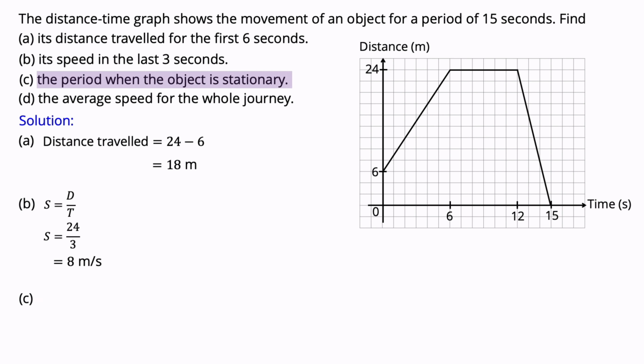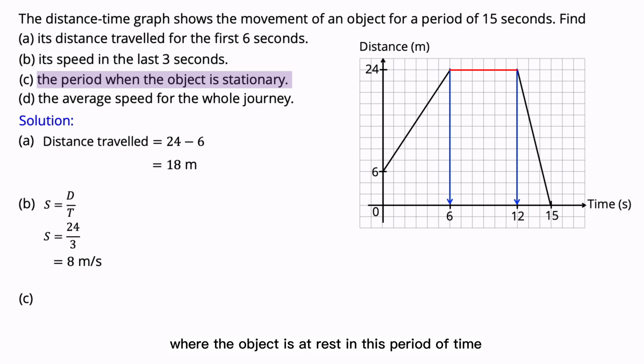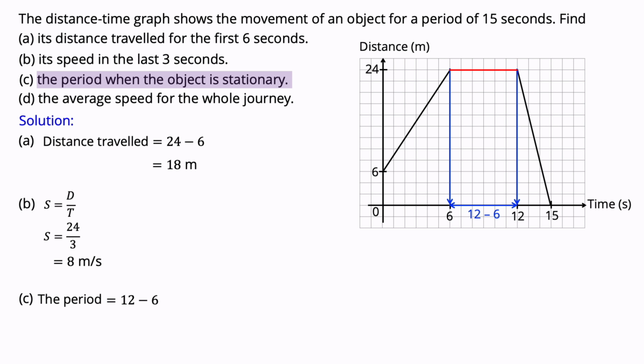C. Find the period when the object is stationary. Now, we are looking at the flat part of the line, where the object is at rest in these periods of time. The period when the object is stationary. 12 minus 6. The stationary period is 6 seconds.